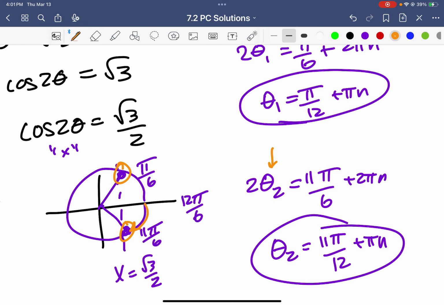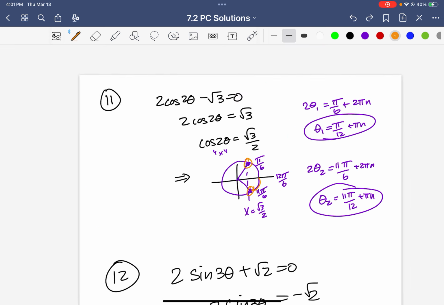My other possible choice would be 2 times theta 2, some other angle. It's equal to this answer plus any number of rotations. Divide by 2 and you get this. So there are two different families of solutions, two different branches.